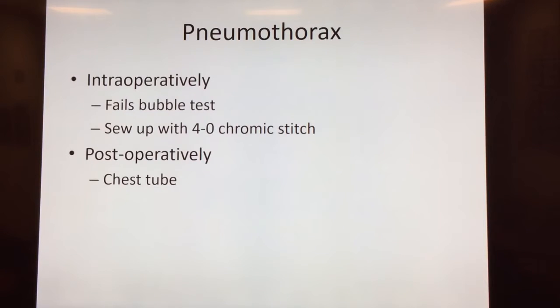If you notice a pneumothorax postoperatively on a chest X-ray, then again, if it's small, you can try to manage it conservatively, but otherwise it needs to be managed with a chest tube.